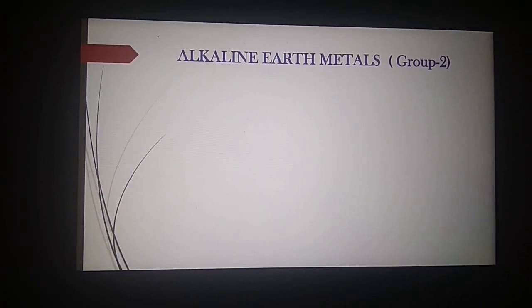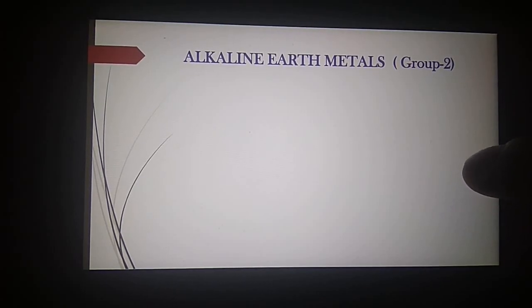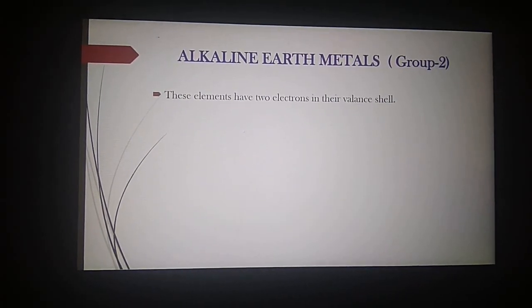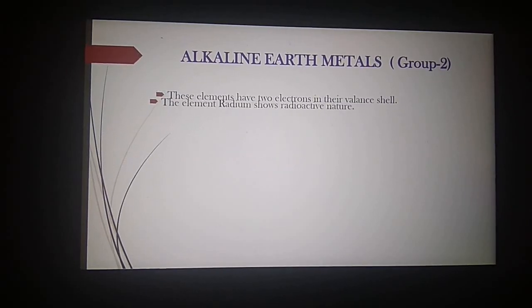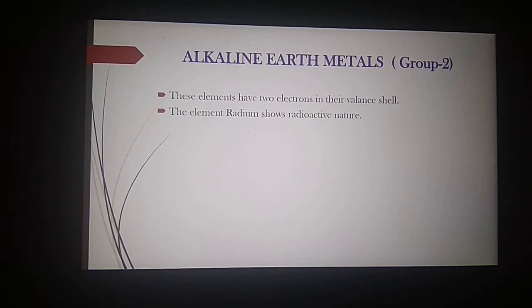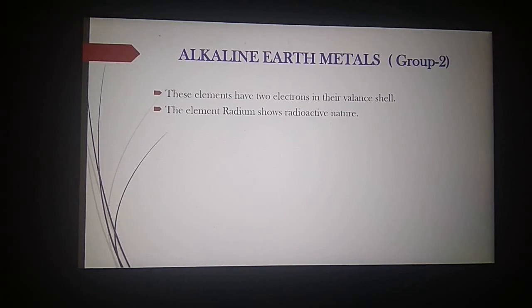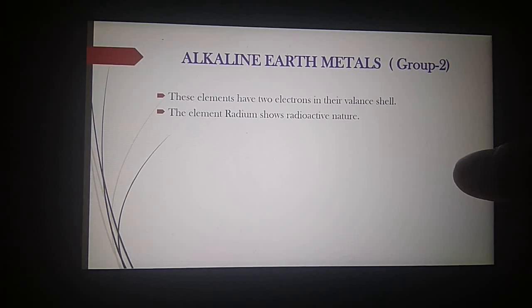And now we are going to discuss the second group elements, that is alkaline earth metals, group 2 elements. So these elements have 2 electrons in their valence shell. The element radium shows radioactive nature. So in the first group elements, francium shows radioactivity. In the second group elements, radium shows the radioactive nature.